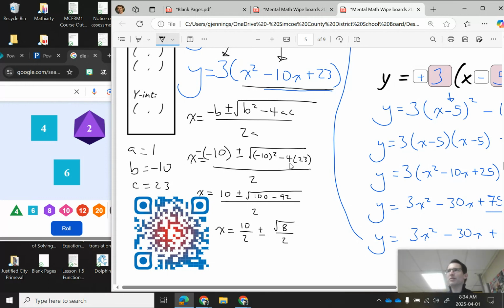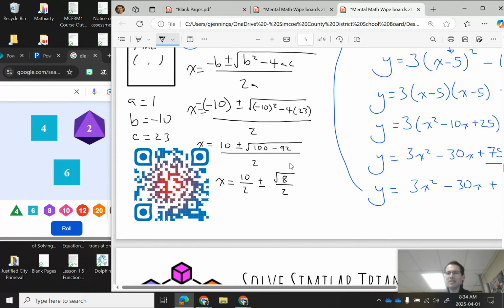Oh, that's beautiful. I didn't see that. This is 5 plus or minus root 8 on 2. For now, we're just going to leave it that way. I happen to know that that's equal to the square root of 2, but you don't know that. That's fine. We're just going to punch it in that way. Root 8 on 2. There are the values of our roots.